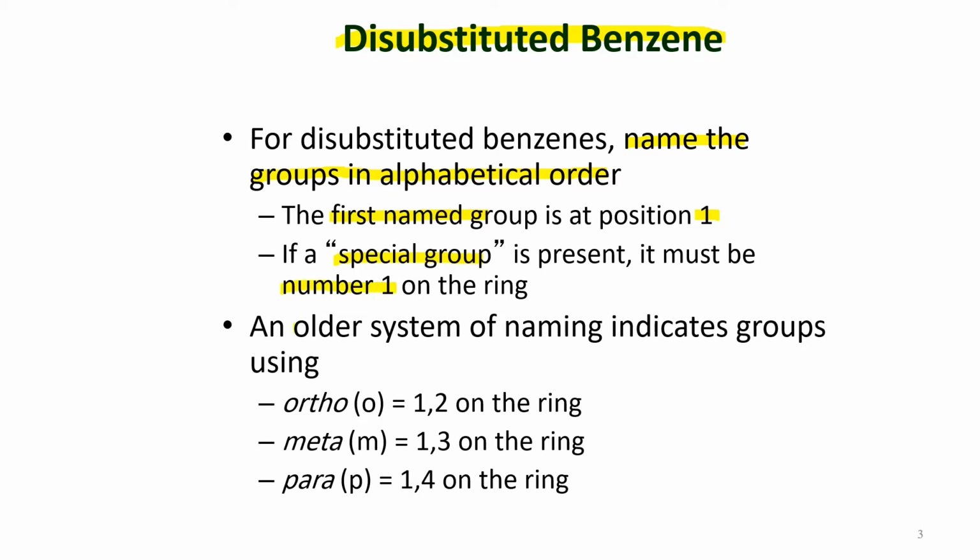And now there is an older system for these di-substituted benzenes, which uses ortho, meta, and para, or in simple words, you can simply remember O, M, and P. If the location of the substituted groups on the benzene is 1 and 2, we will call such a molecule ortho or O. If the groups are attached at carbon 1 and 3, we call it M, and if they are attached on carbon 1 and 4, we call it P or para. And in the next slide, we will see their examples.